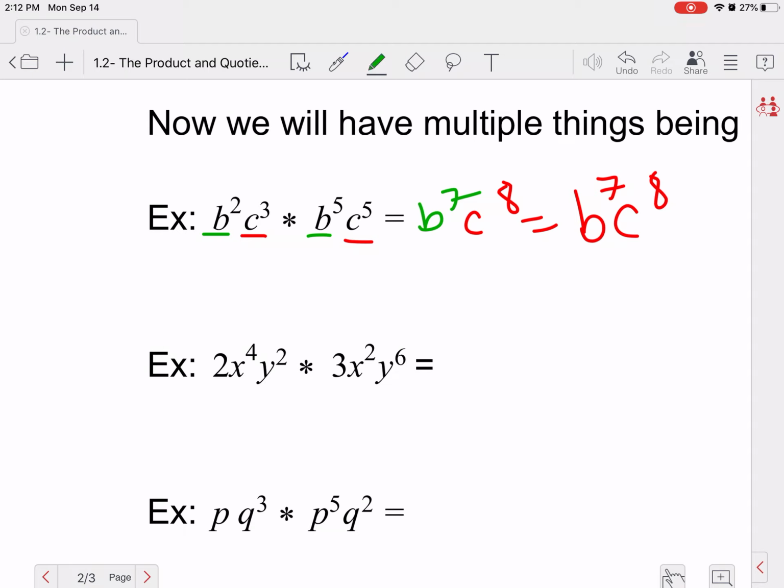Next one here, if we have numbers in front, we just multiply them like we normally would. So 2 times 3 is 6. Then I'm going to look at my x's. So x to the 4th times x squared is x to the 6th. And then y squared times y to the 6th would be y to the 8th, because 2 plus 6 is 8. So my final answer would be 6x to the 6th, y to the 8th.